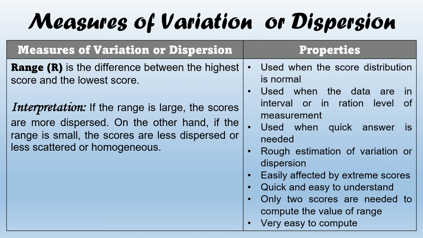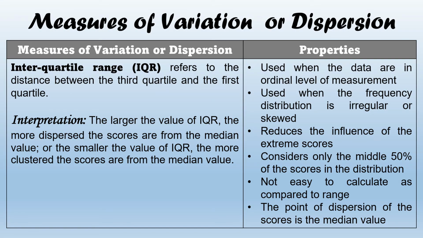So it is quick and easy to understand, and only two scores are needed to compute the value of range. Ang una lang nating hahanapin, of course you have to arrange the scores in a particular order, and then look at the highest score and the lowest score. Next one, we have interquartile range.